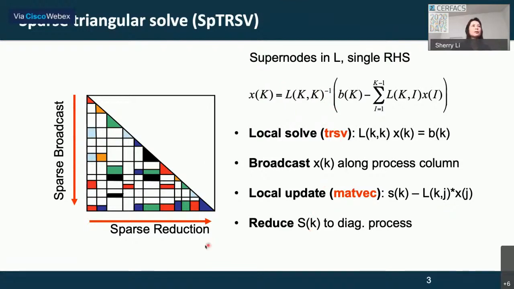So along the column dimension, you need to broadcast the X component computed. And then along the row dimension, you need to do the reduction to accumulate all these local sums. So as you recall from yesterday, Bob Lucas' talk, he was talking about all these sparse communications. This is actually sparse communication. It's not a broadcast to everyone, okay?